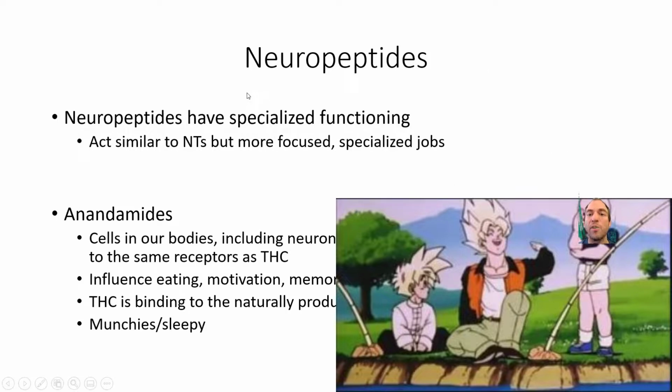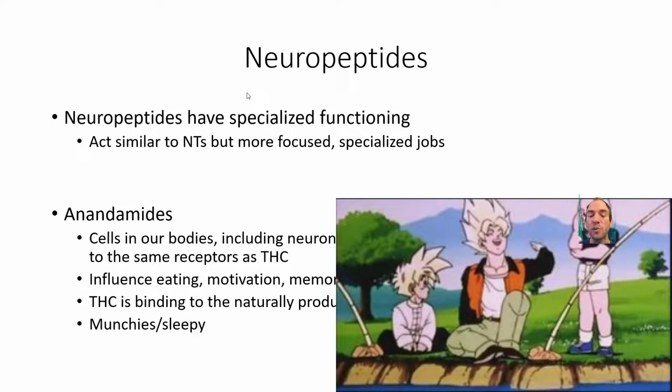Next, I want to briefly talk about neuropeptides. Neuropeptides are like neurotransmitters, but you know how I was just saying that neurotransmitters are involved with all kinds of different things? Well, neuropeptides have more focused, more specialized jobs. And I'm specifically bringing it up because I want to talk about one neuropeptide only, and that is anandamide. So nailed that pronunciation. Anyway, cells in our bodies, including neurons, manufacture anandamide, which binds to the same receptors as THC. They influence eating, motivation, memory, and sleep.